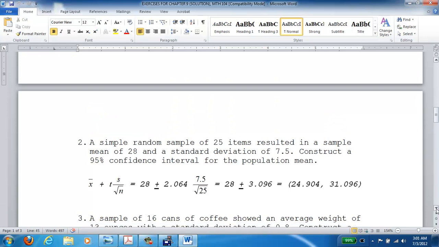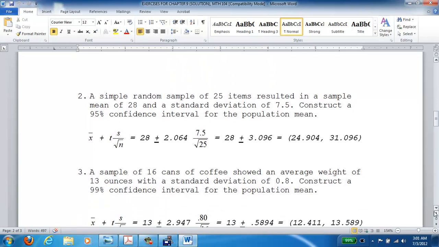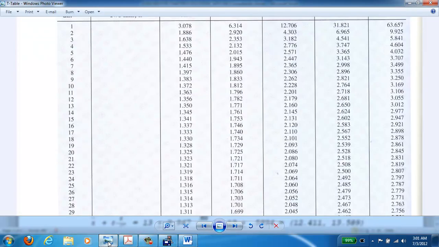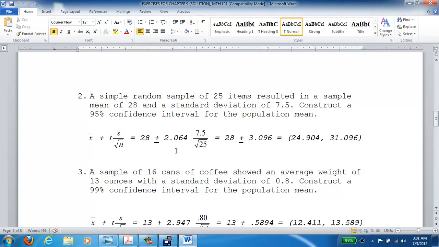Problem number 2. In this case, as you can see, the standard deviation goes to the sample, because it doesn't say population standard deviation. So this is going to be a t. Again, we have a 95% confidence interval. We have 24 degrees of freedom. So the value from the table will be 2.064. And this is from the table of the t-distribution. So this is the 2.064.